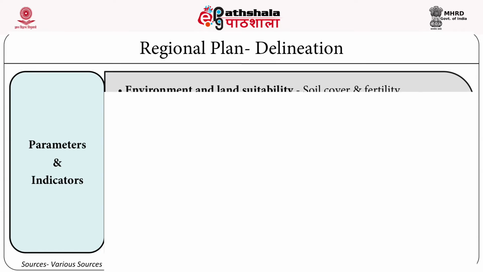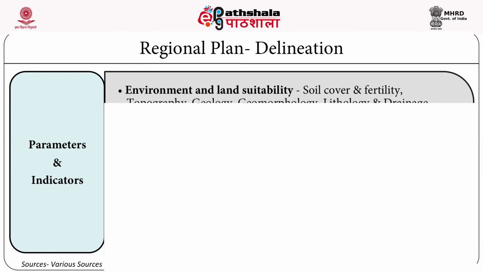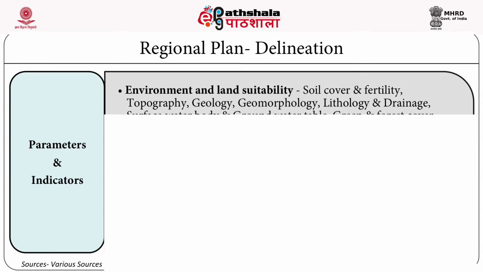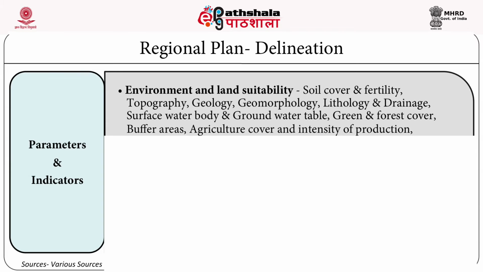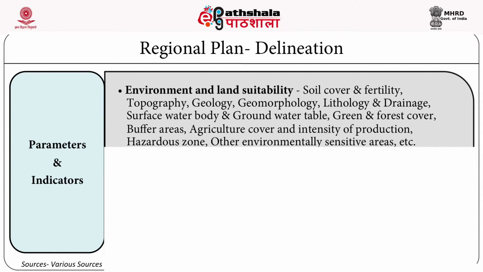Then the topography, so contours, we need the surface contours or the landform. Then the geology maps, then the geomorphology we require, then lithology and drainage information, then the surface water bodies, the groundwater table, then the forest cover, then buffer areas, agricultural lands, and intensity of production, whether it is a high productive or a low productive agricultural land, we require to know that. Then the hazardous zones and other environmentally sensitive areas.